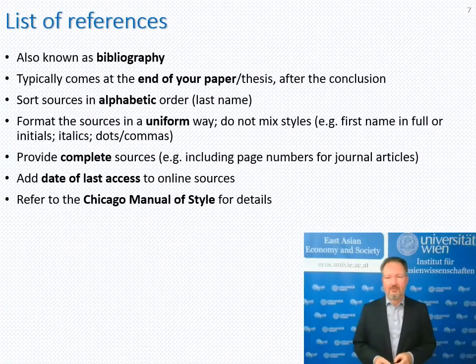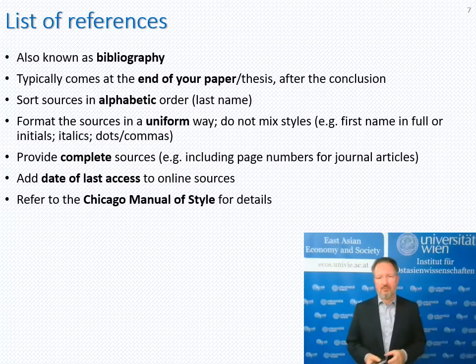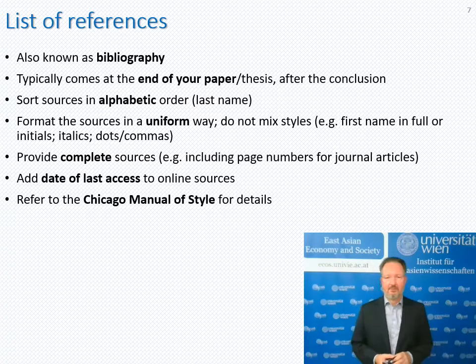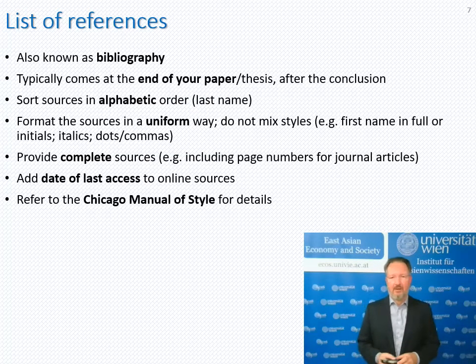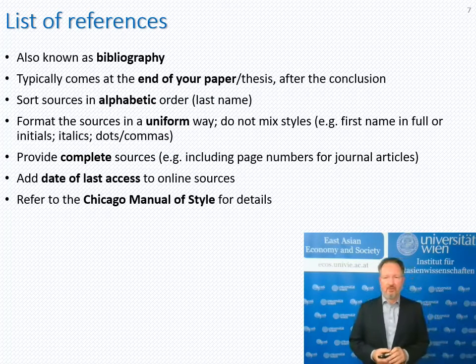Okay, the list of references is also known as the bibliography, or there might be some other names for it. It typically comes at the end of your paper or thesis, right after the conclusion. Yes, I know it sounds silly, but trust me, again, about 5% do manage not to sort their sources in alphabetic order. Please do that, okay? Alphabetic order usually means last name, and if there's no last name, of course, you also have to find a way to deal with it, but in principle, that's what we are talking about.